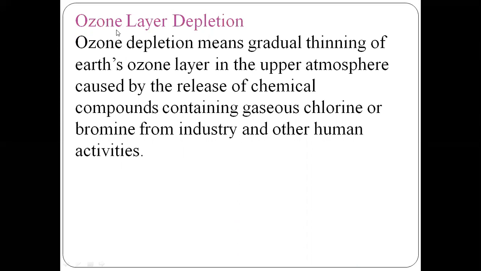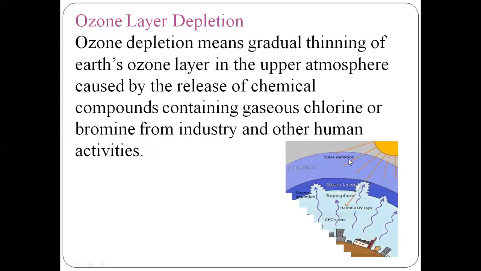Now let us try to know ozone layer depletion. Ozone depletion means gradual thinning of Earth's ozone layer in the upper atmosphere caused by the release of chemical compounds containing gaseous chlorine or bromine from industry and other human activities. Just have a look at this image.